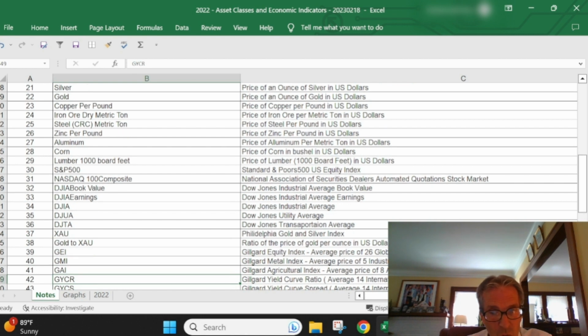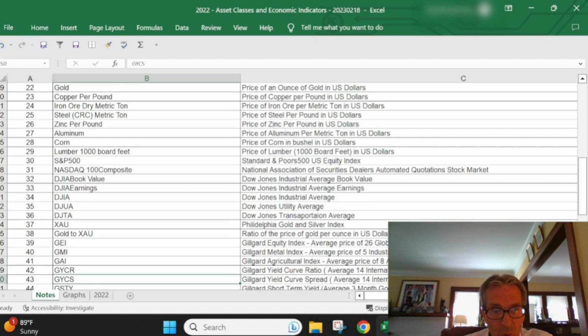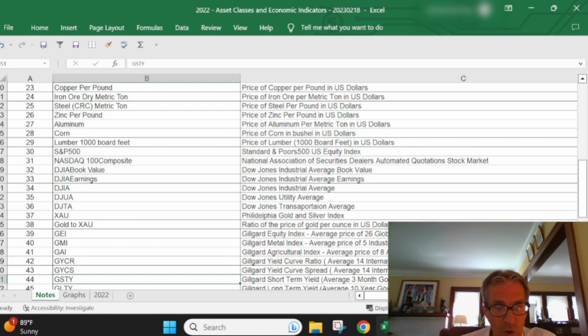Gilgard's yield curve ratio is the 10-year bond over the 3-month yield for 14 international countries. This is just to give you an understanding of where U.S. interest rates are vis-a-vis other countries. We have Gilgard's yield curve spread, which is simple: you take the 10-year bond yield minus the 3-month yield. As of October 2nd, it's negative by at least a full 100 basis points. The Gilgard short-term yield looks at the average 3-month government yield for 14 countries.